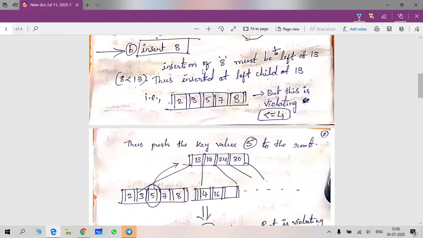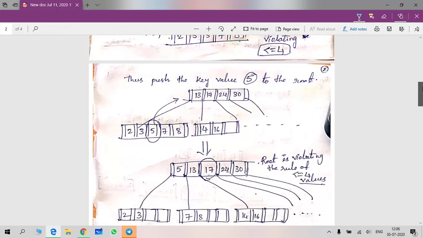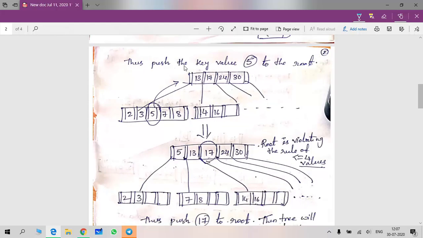See here, insertion of 8 must be to the left of 13, that is 8 is lesser than 13. Thus it is inserted at the left child of 13, that is 2, 3, 5, 7, 8. But this is violating the rule, that the maximum key values must be lesser than or equal to 4. So what do we have to do? Thus push the key value 5 to the root. So we are pushing this key value to the root.